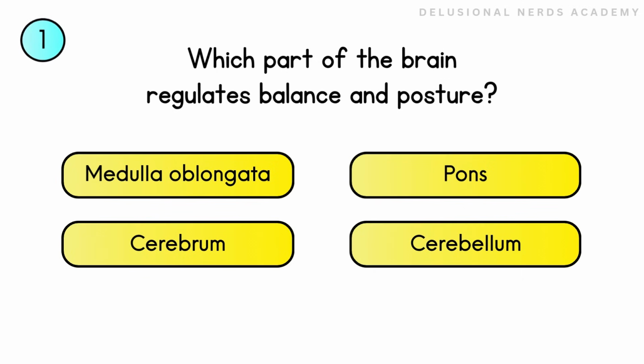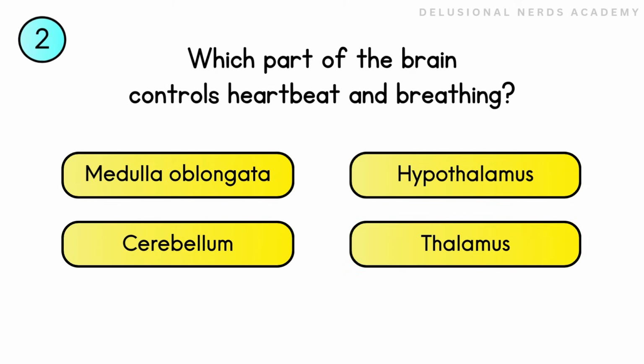Which part of the brain regulates balance and posture? The cerebellum coordinates movement, balance, and posture. Which part of the brain controls heartbeat and breathing? The medulla controls vital involuntary functions like breathing and heartbeat.